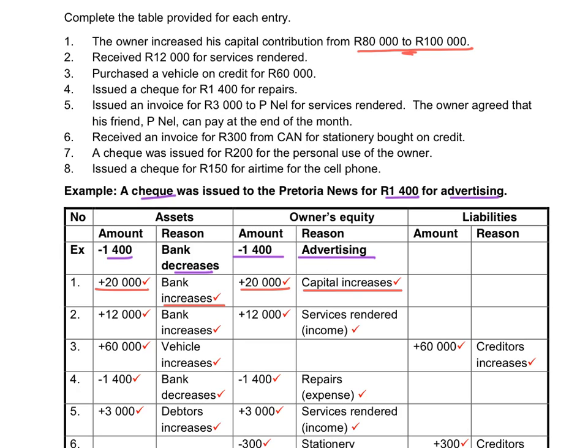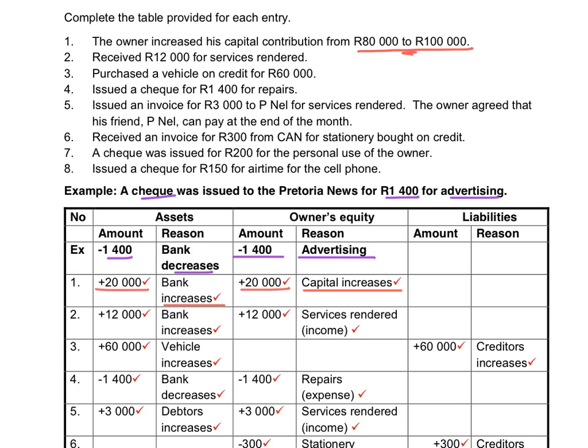When the owner gives money to the business, owner's equity increases. When he takes money out of the business, owner's equity decreases. Owner's equity means the total amount of money that the owner has invested in the business and the total amount of money that the business owes the owner.